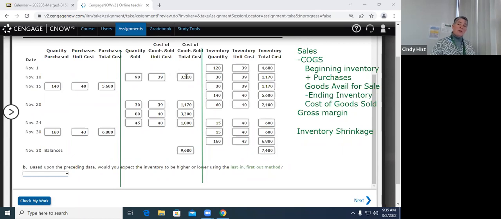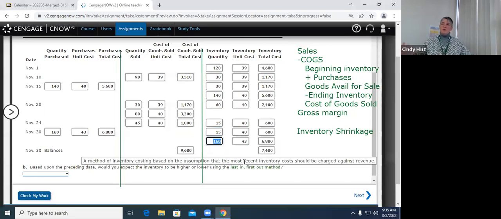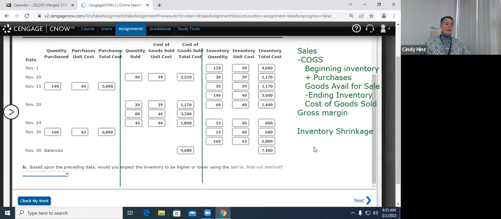We don't just go, even when we use a perpetual system, this 9680 right here is what our cost of goods sold account is showing at the end of the month before we do adjustments. Then we would go out and count: do we actually have these 15 and this 160? Do we actually have 175 units left? And if we don't, if we have 172, let's say, yes, we're concerned about where those other 3 went, but in the meantime, they become part of the cost of goods sold.